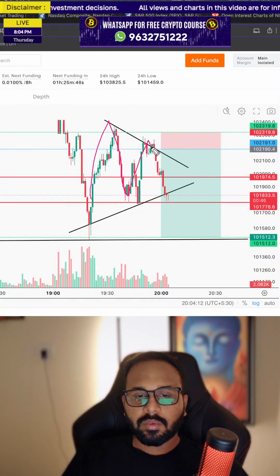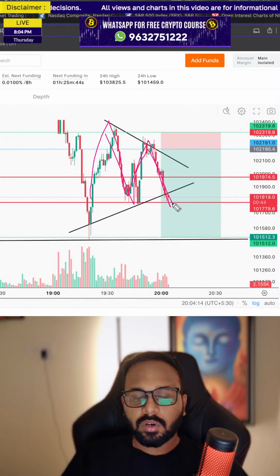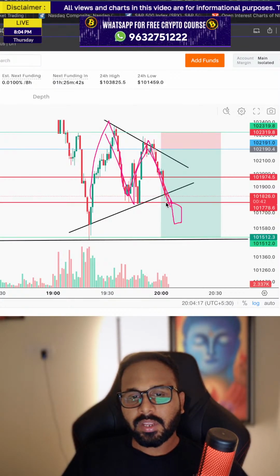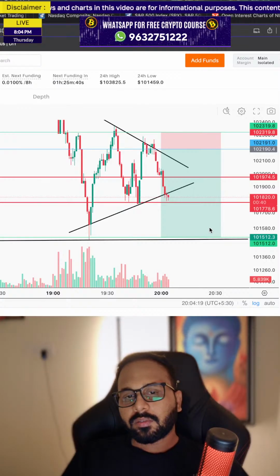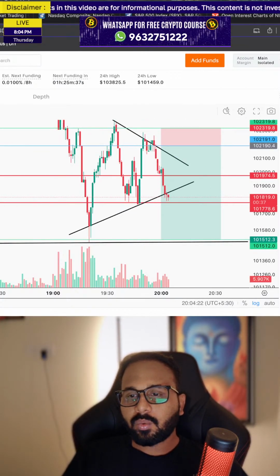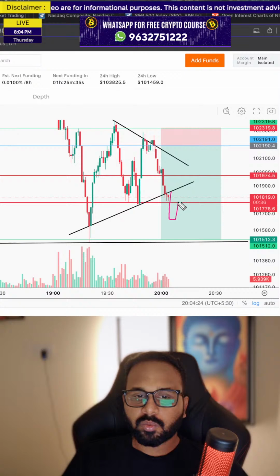Double top. Again now double bottom. I think it will break this time. All it wants is a strong bearish push here.